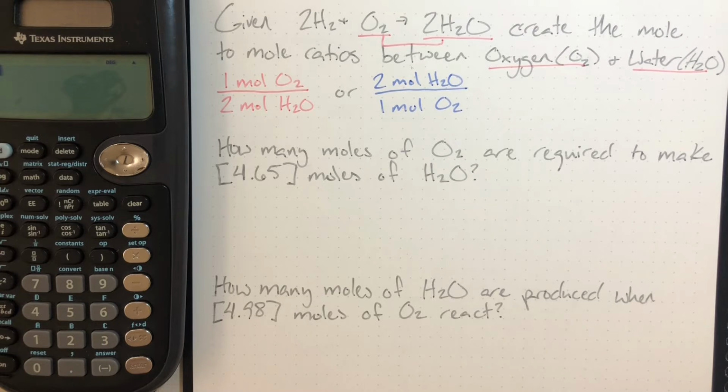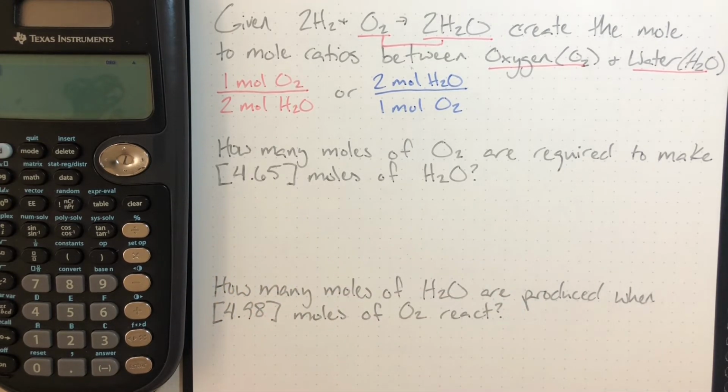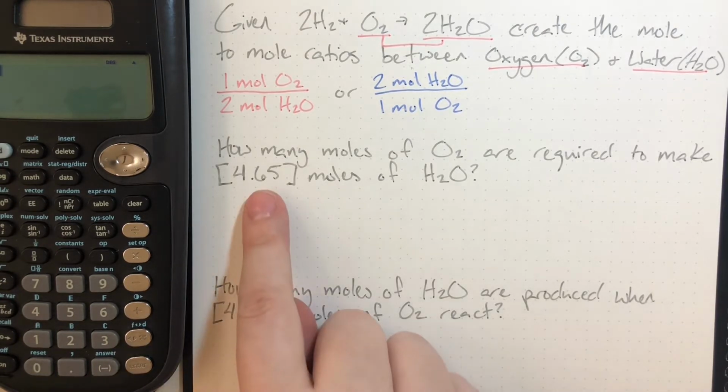How many moles of oxygen are required to make 4.65 moles of water? You'll notice that I have brackets around my number. This is because the number in your problem could possibly be different. So this number can be subbed out, but every other step that I am going to take is going to be exactly the same, no matter what number you have.